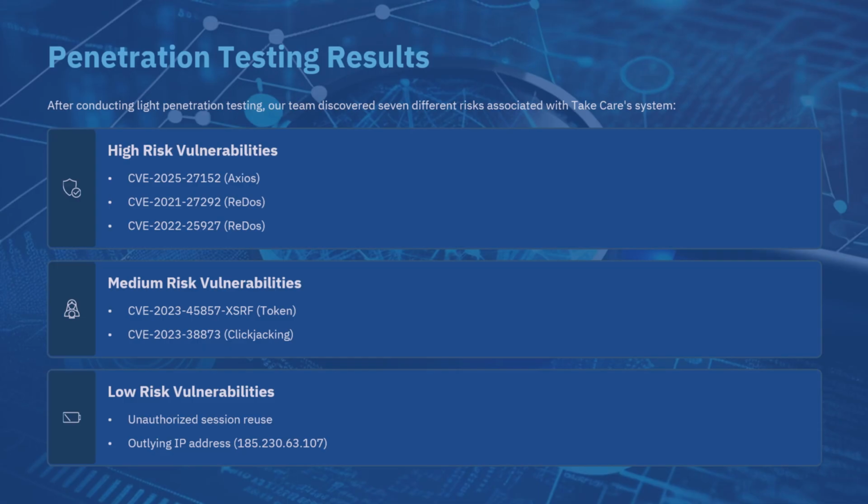CVE-2021-27292, a regular expression denial of service. This input is crafted to exhaust CPU cycles, creating a denial of service condition. No authentication barrier makes this more dangerous. CVE-2022-25927, also a regular expression denial of service. It's in the same vulnerability class as the above, and the recurrence indicates a systemic regex handling weakness.